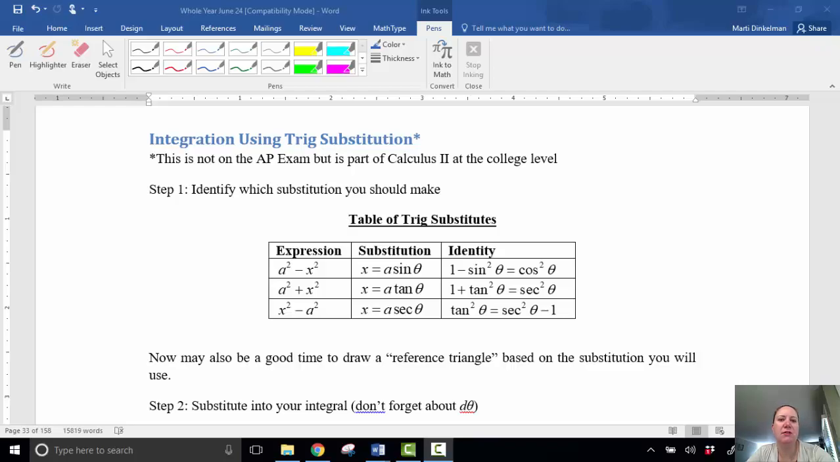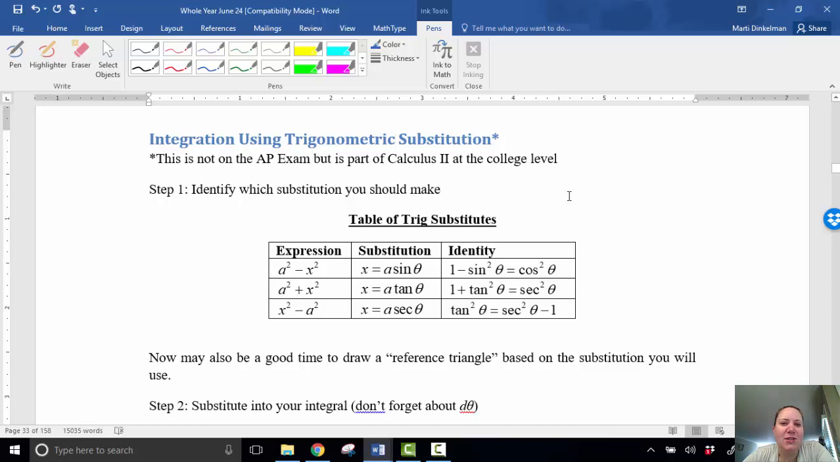This is a section in Unit 7 called Trig Substitution. This is not on the AP exam, but it used to be. I'm going to change that to trigonometric. Okay, perfect. There we go.